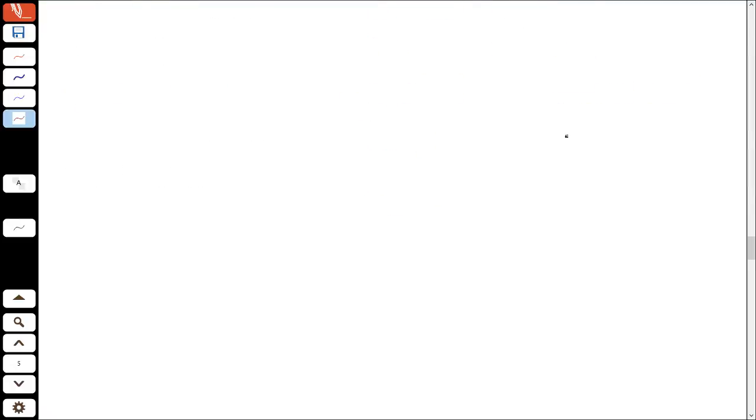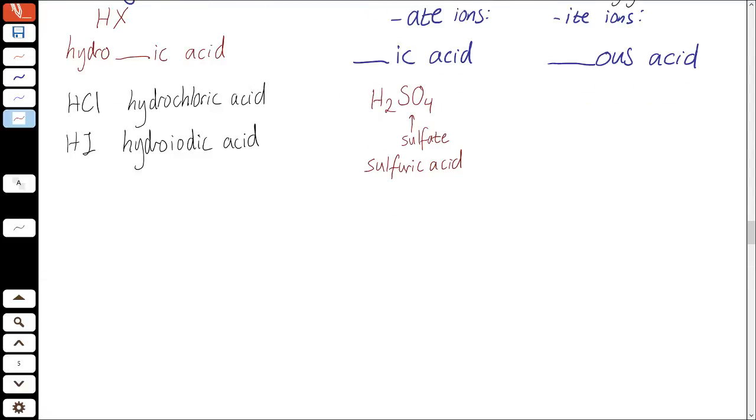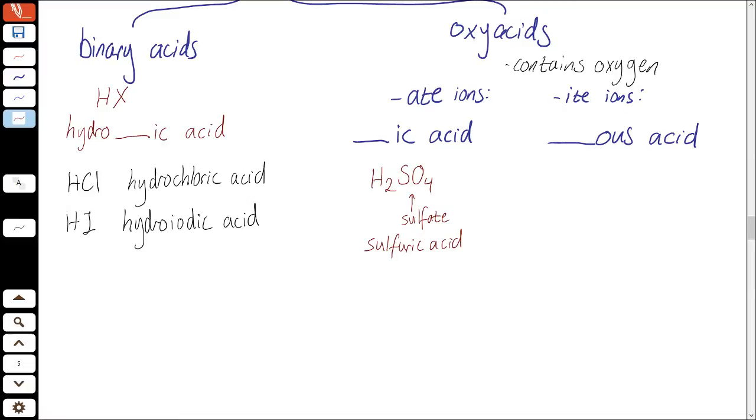Okay, on the other side, we could have H2SO3. SO3, what's the name of that ion? That's sulfite. So this would be sulfurous acid.